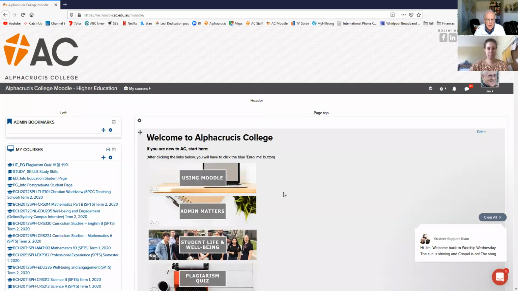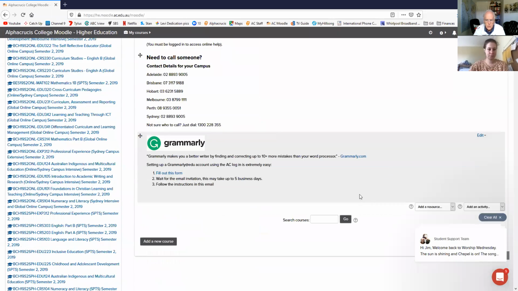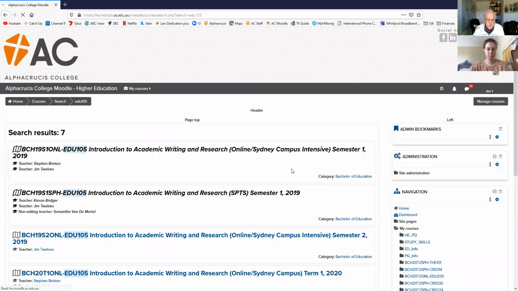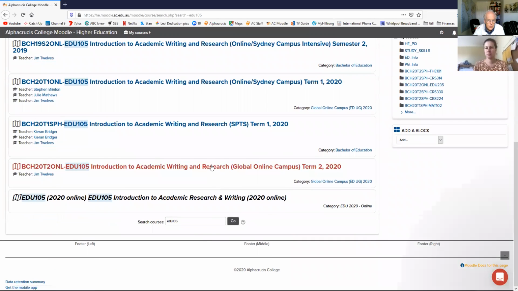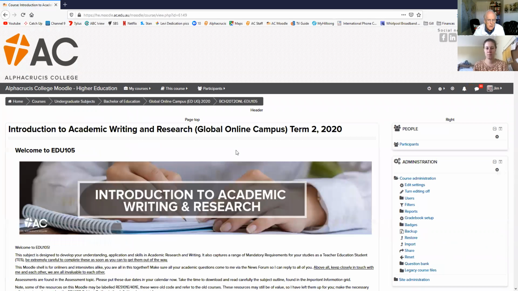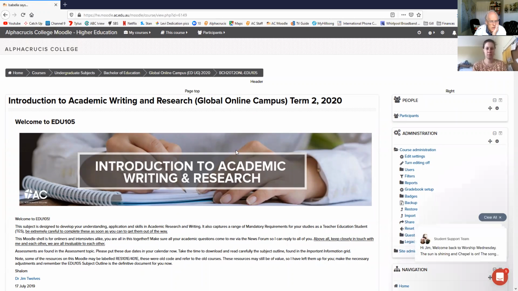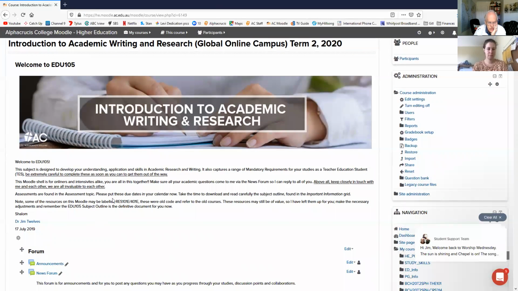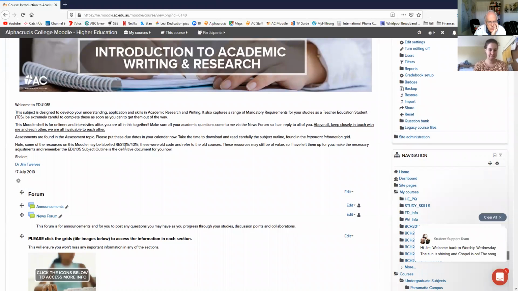Let's look at EDU 105, which is this one. The content of the 105 is exactly the same as the 405 for the masters, and you'll see in this introduction I'm referring to Res 101E and 401E, because that was the old codes for these two subjects. We've now called them 105 and 405.